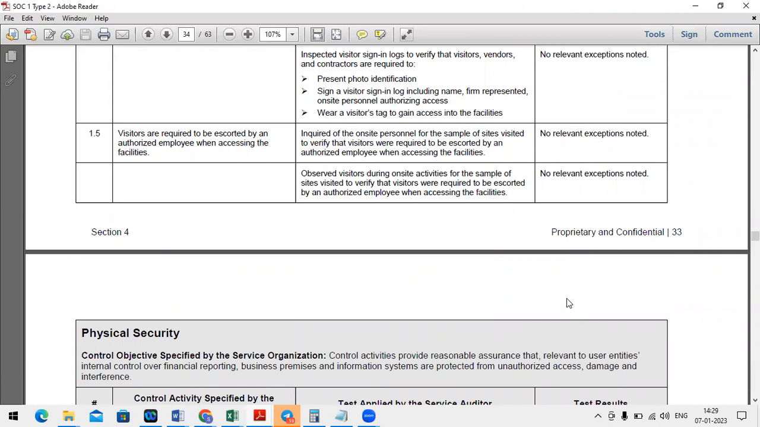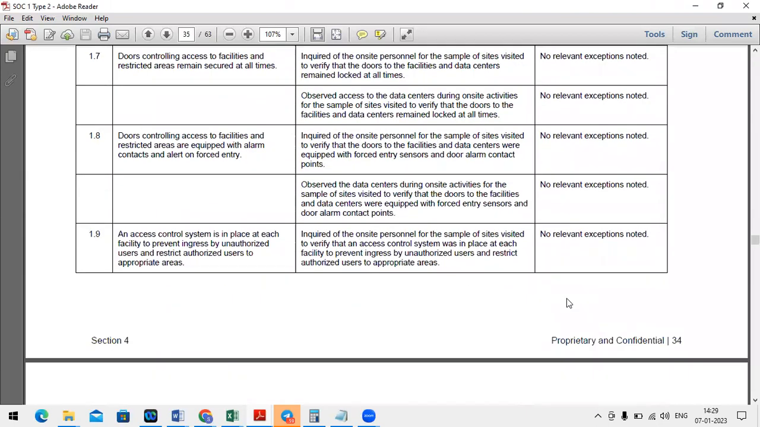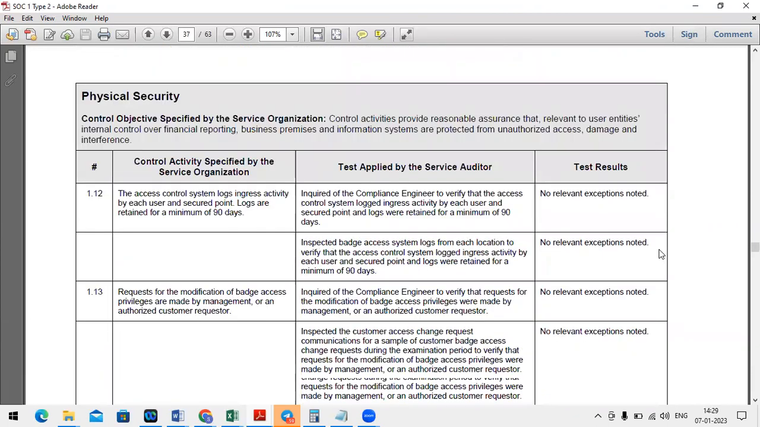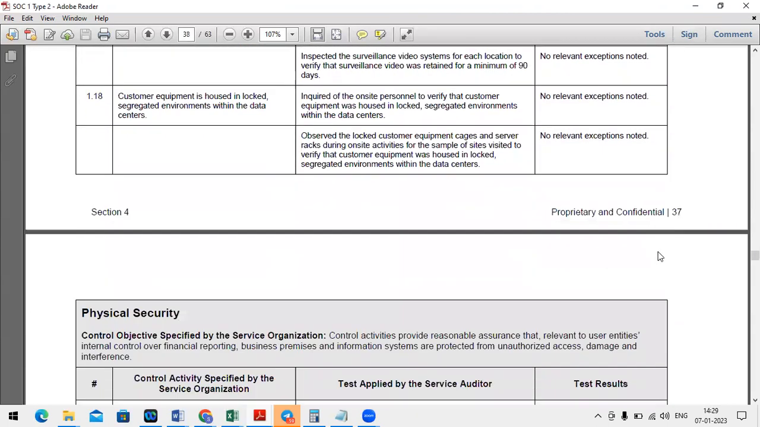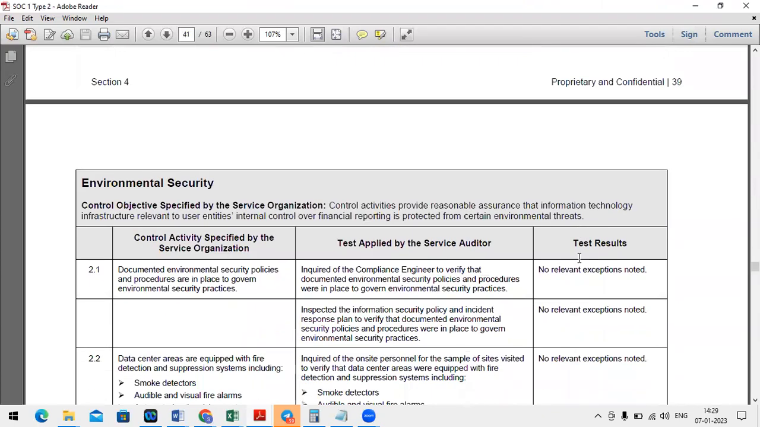where the user organization's internal auditor will review it. If he has any doubts, both the auditors will sit in a call and try to understand. If there are no doubts, the user organization's internal auditor will send it across to the external auditor. Then the external auditor will definitely have questions if there are any exceptions noted in the test results.